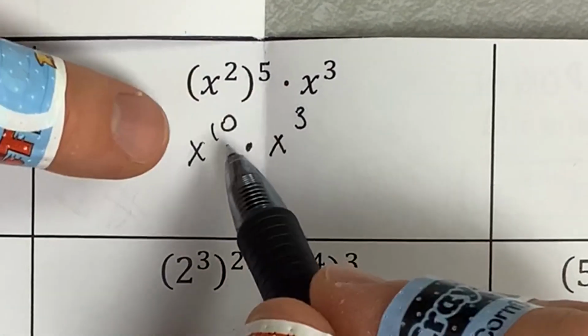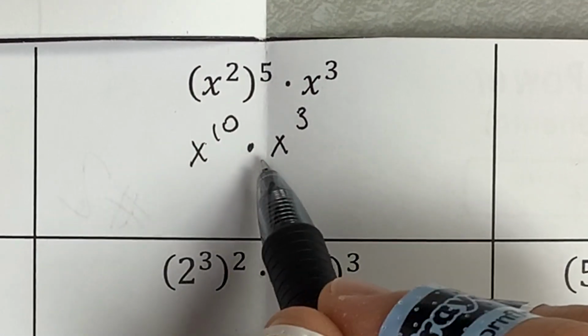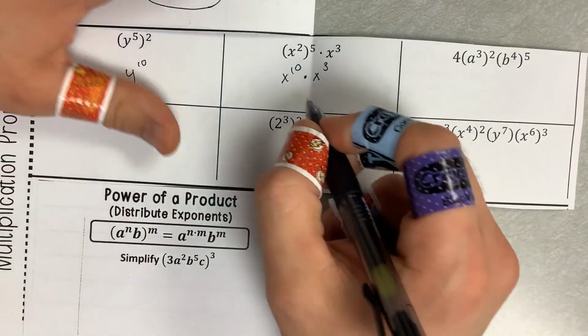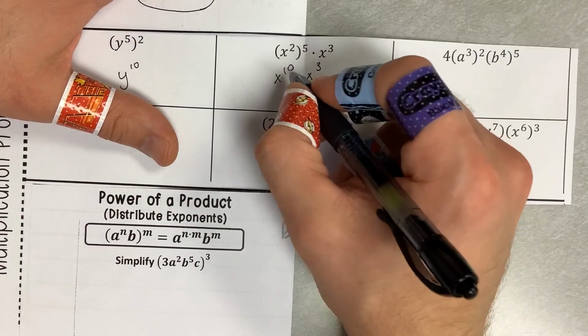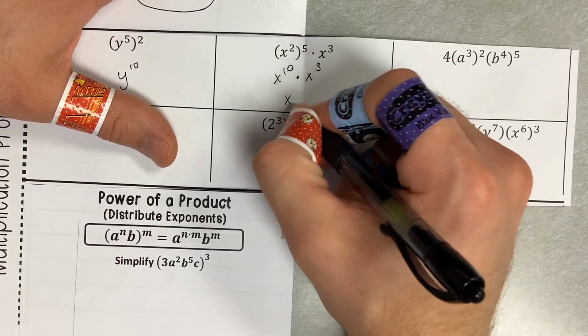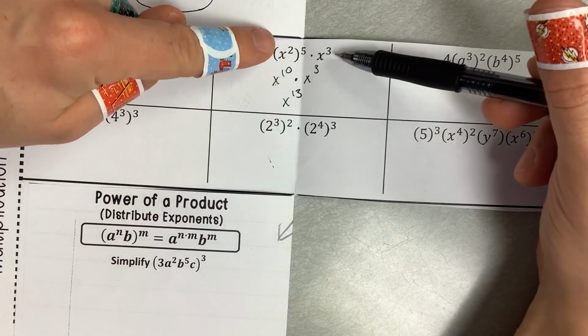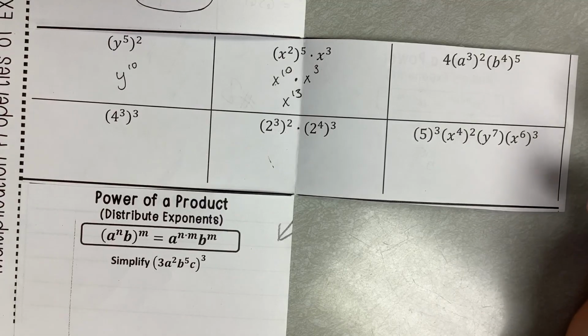So I did my power of a power, but now I'm also multiplying my exponents. Different. We're going back to the first rule, if you guys haven't forgotten. And that means if I have an exponent with like bases times each other, I add my exponents. So that means 10 plus 3, x to the 13th. So it's a good problem because it's a combo of my new rule and the previous rule all in one problem. That is called good education.